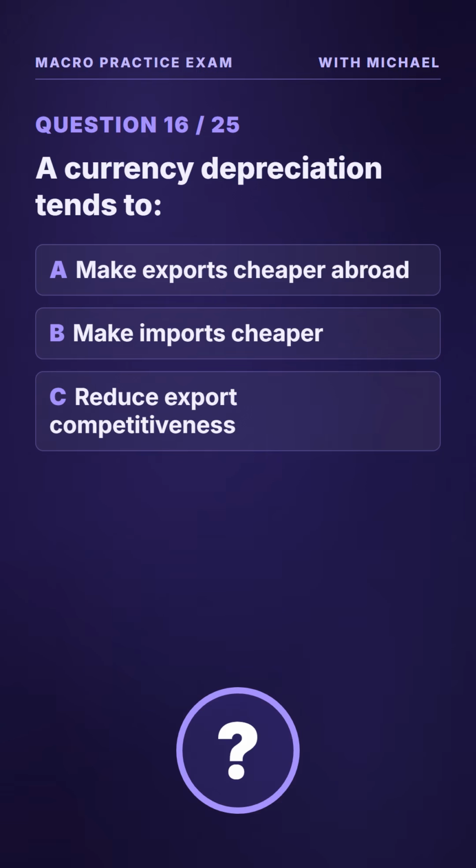Question 16. A currency depreciation tends to A. Make exports cheaper abroad. B. Make imports cheaper. C. Reduce export competitiveness.